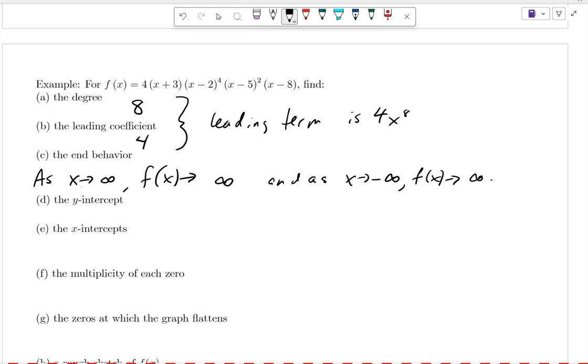Okay, so again, in words, as you go to the right, the graph goes up. As you go to the left, the graph goes up. That's what that would say in words. Okay. Questions about any of those three parts?